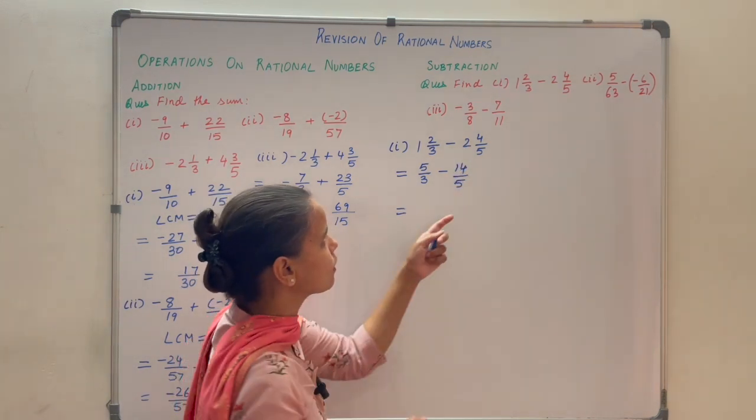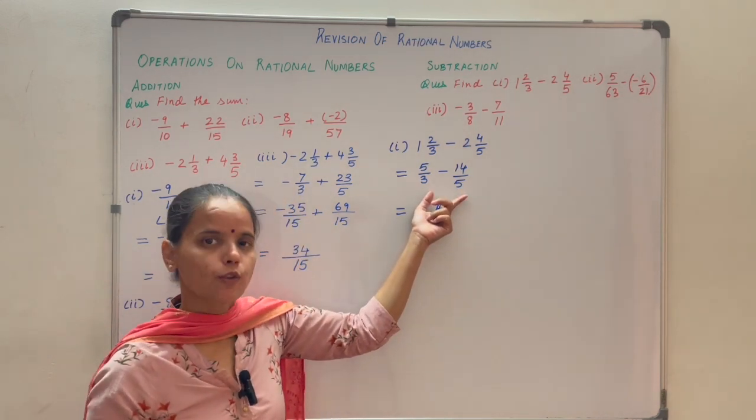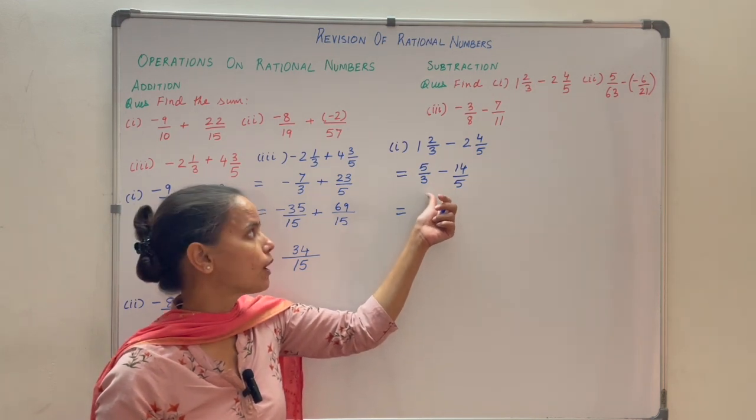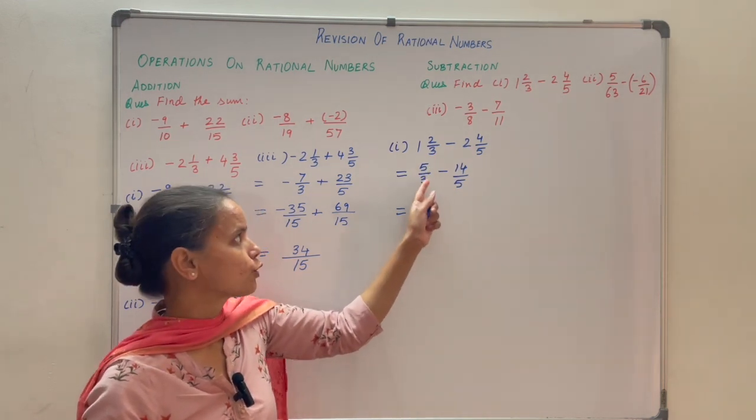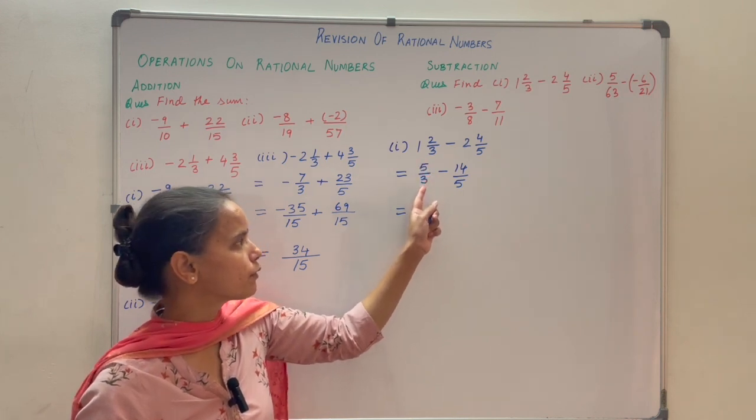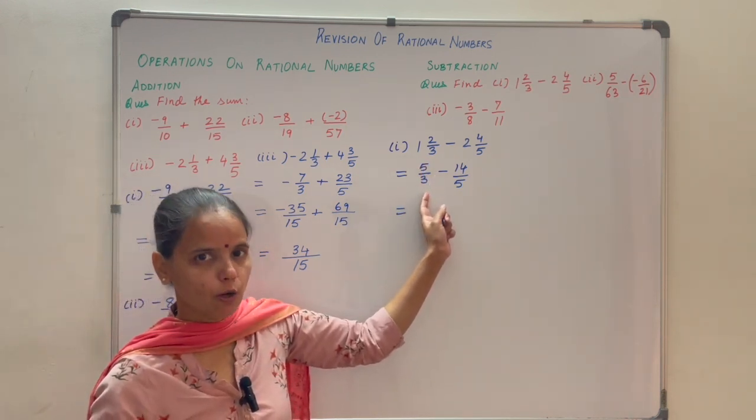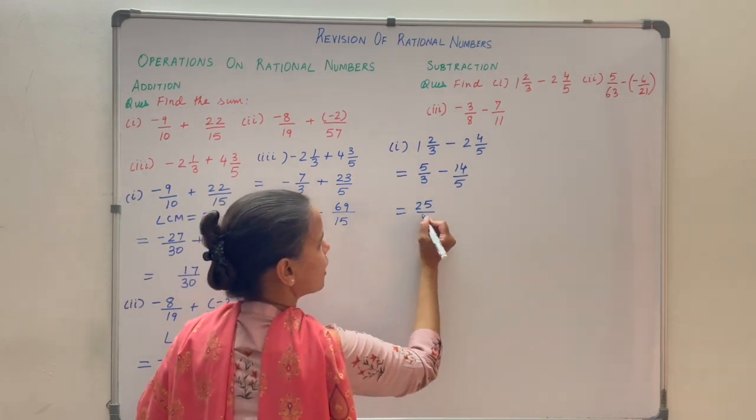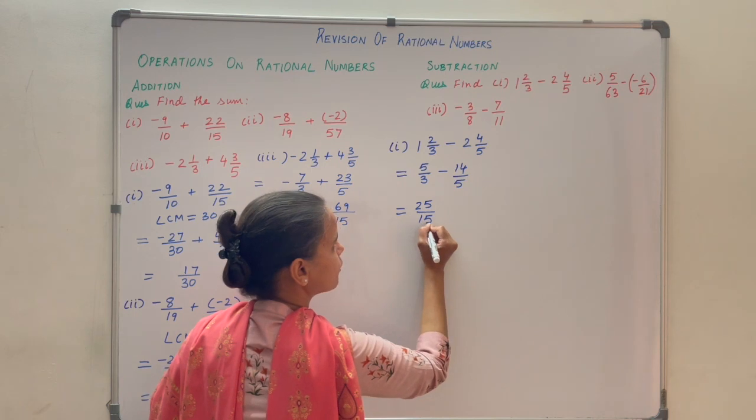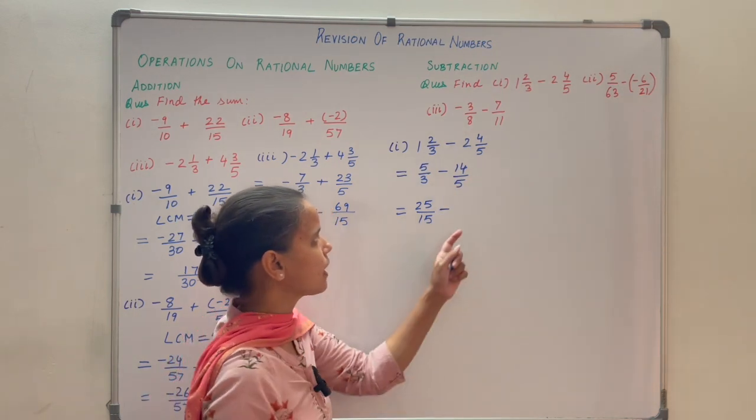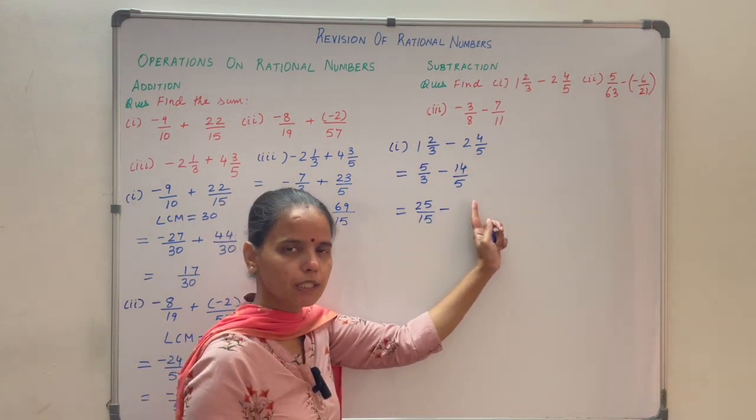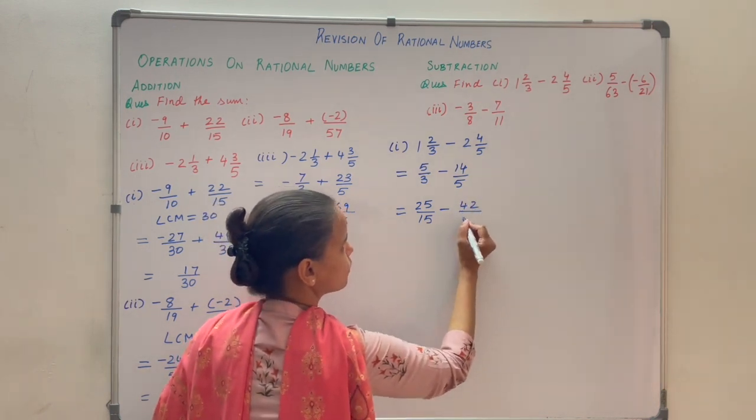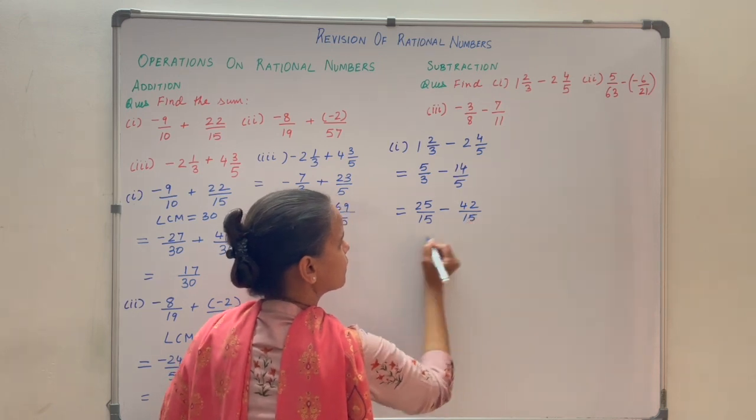Now here in subtraction also, whenever the denominators are different, you have to first make the denominators the same, by taking the LCM. So LCM of 3 and 5 is 15. So we are going to write down the equivalent rational number for this by multiplying both numerator and denominator by 5. So when you multiply the numerator by 5, you get 25. And when you multiply the denominator by 5, you get 15. This minus sign, we write as it is. Here we are going to multiply both numerator and denominator by 3. So 14 into 3 is 42. 5 into 3 is 15.